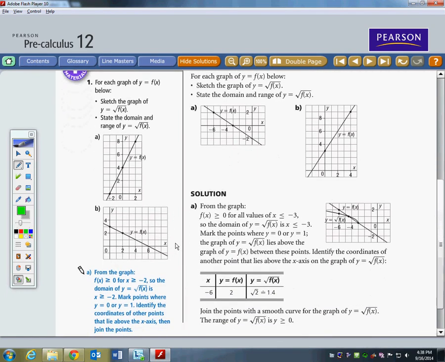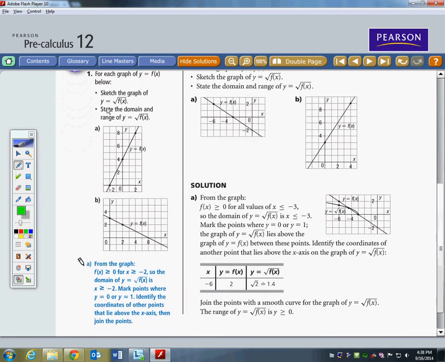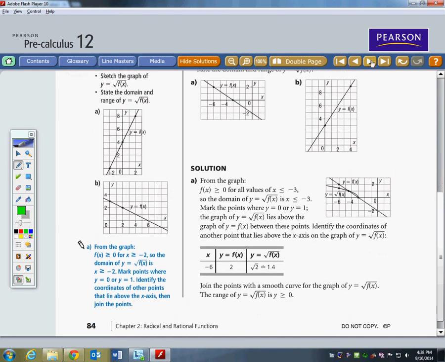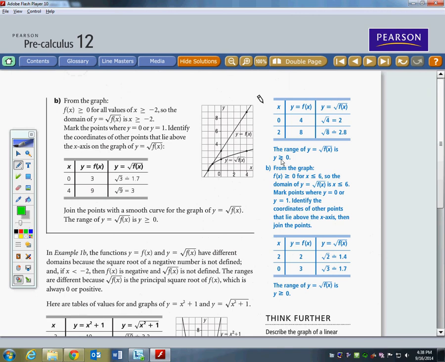Looking at their solution as well, I think you have to state the domain and the range. So the domain is x is greater than or equal to -2. Make sure you mark those 2 points. And then does it say the range somewhere? Let's see about answers. And then the range is y is greater than or equal to 0 again.